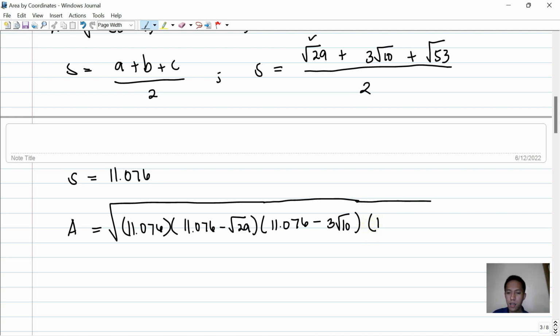So that is 11.076 minus square root of 53. So dito guys, yung input na lang natin sa calculator is yung exact value ng 11.076 since itong value natin is rounded off na siya.